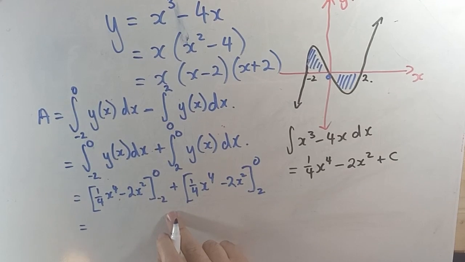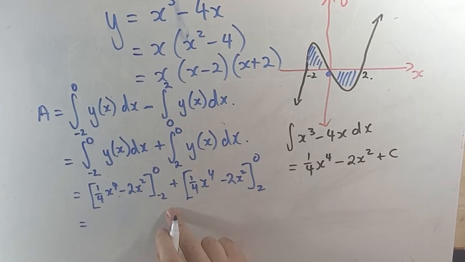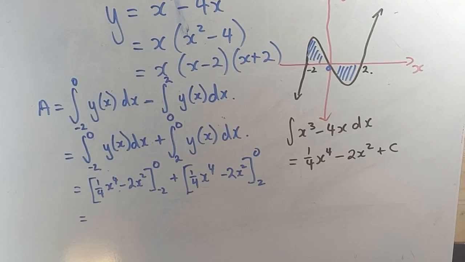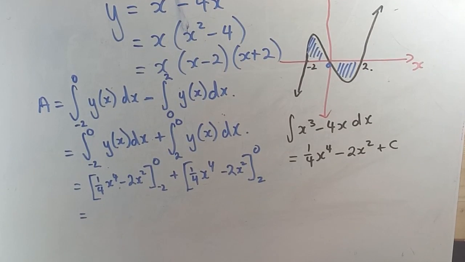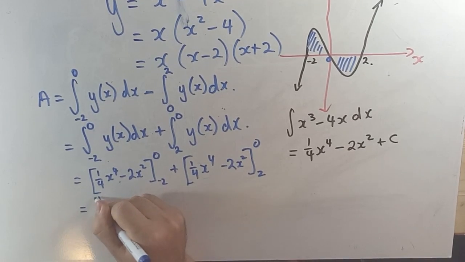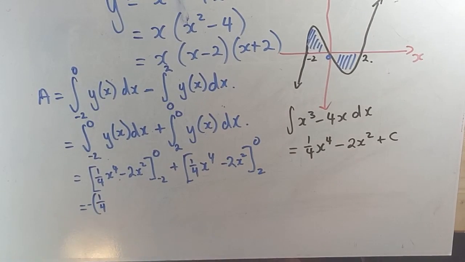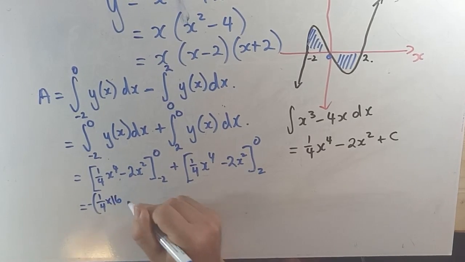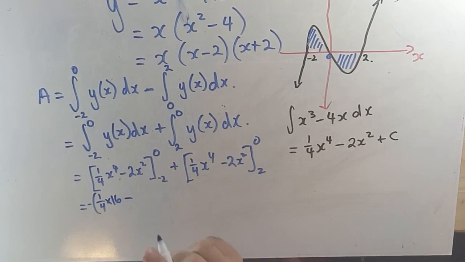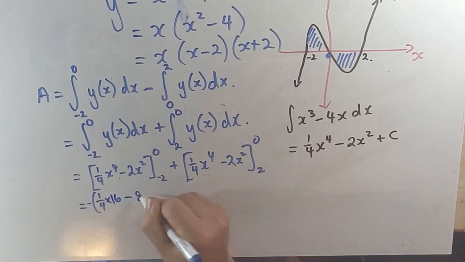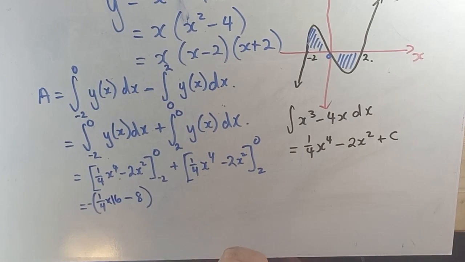When we substitute in 0, we get 0. When we substitute in -2, we get 0 minus 0 is just naught. So for -2, what do we get? We're going to minus that away from 0. So we'll get minus 1/4 of 2 to the 4, which is 16, minus 2 times 4, which is 8.